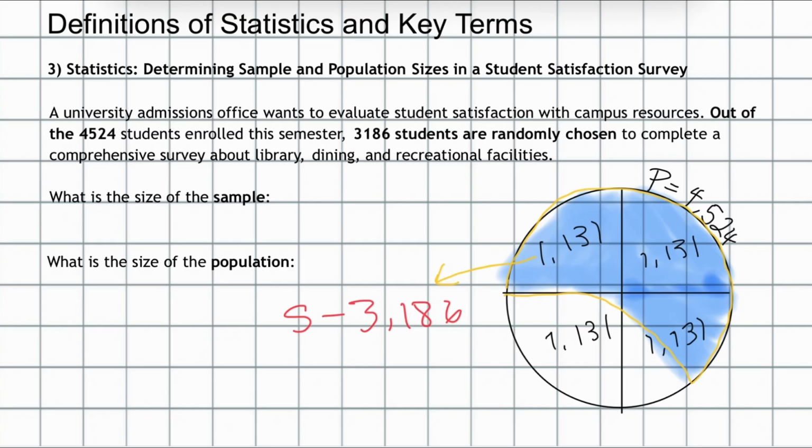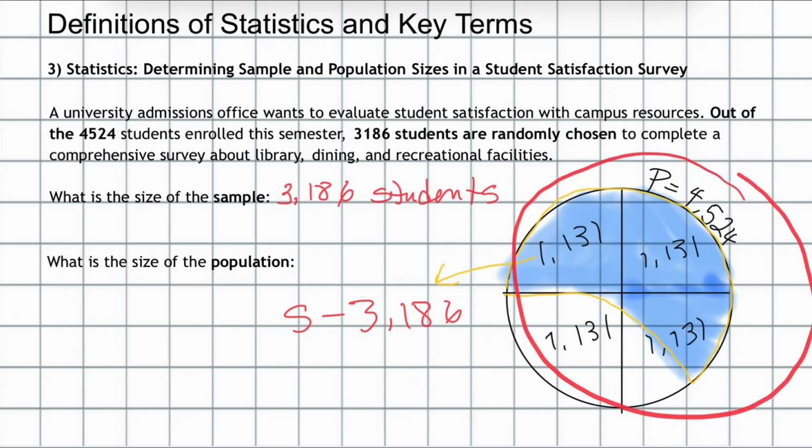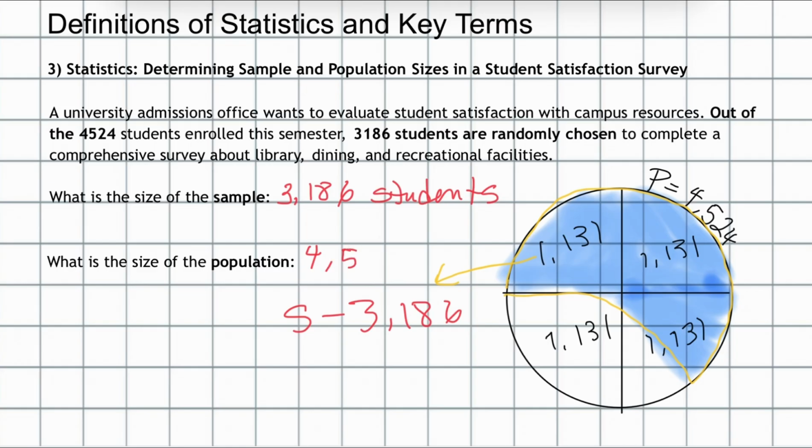So we already know that the sample is the smallest portion. Out of a large number, there is the smallest portion, and therefore the smallest portion is going to be 3,186 students. And the largest portion is the overall, the 4,524 students. So that's how you're going to solve this problem.